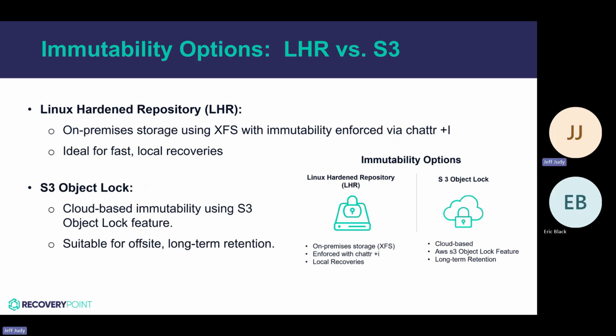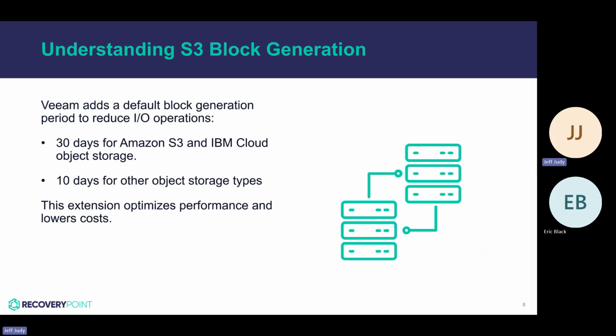So if you're using S3, walk us through what block generation is all about. Okay, so let's talk about what block generation is in the context of Veeam. Block generation refers to how long blocks of data are grouped together before a new generation is started. Fewer generations equals fewer metadata indexing operations, which ultimately results in much better performance. The default block generation periods that are built in are typically 30 days for Amazon or IBM Cloud storage. For a lot of the local stuff and Wasabi, Backblaze, those kinds of services, it's a 10-day block generation period.